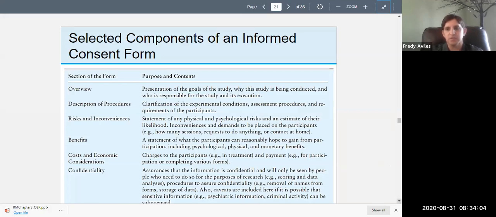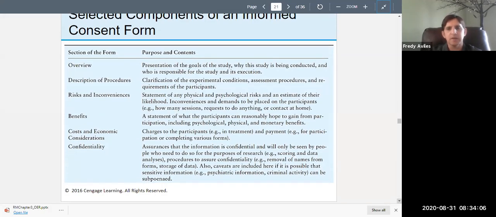Confidentiality, there needs to be a section where you basically say you're going to keep their information private and confidential, that you're really not going to collect any information that really could identify them, and how that's going to be kept under lock and key, or nowadays everything is kept electronically in servers and it's password protected, things like that.